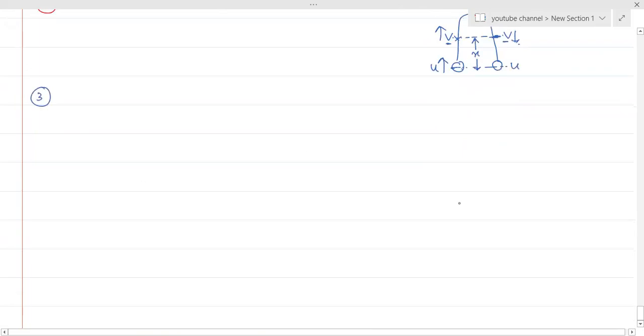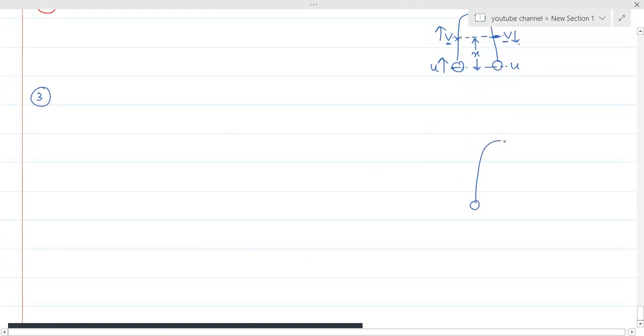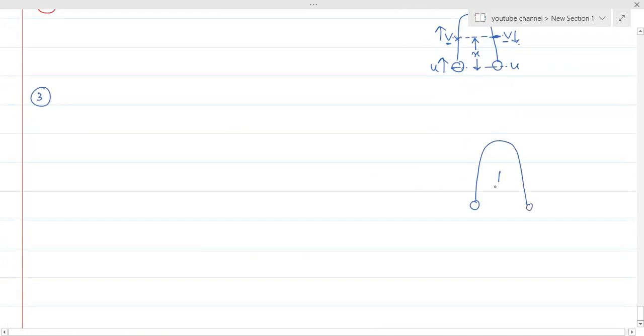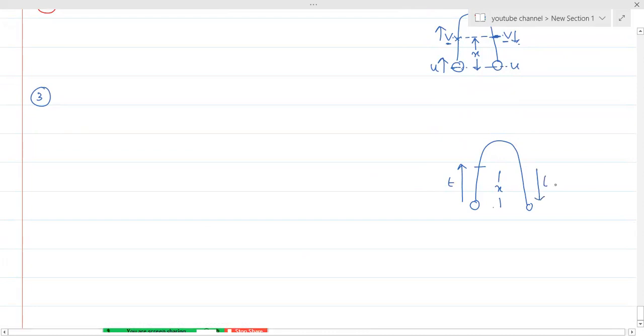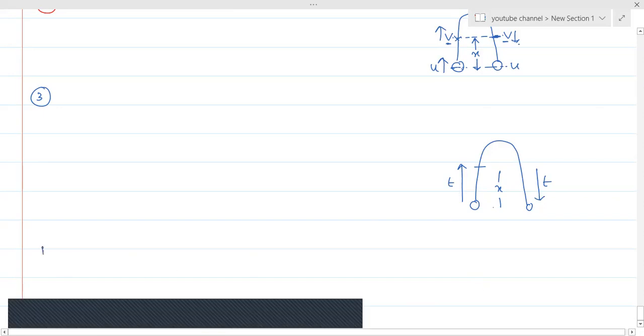And the third one is, for example, as we are speaking of the mirror image, suppose to cover a distance x in the upward journey it takes t time, then in the downward journey also it takes t time. So this is very, very important. The time taken to travel distance x in ascent is the same as in descent. So this is the third logic we use.